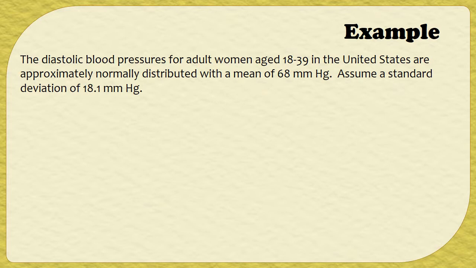In this case, we were told that all adult women in the United States in this age range have a mean of 68 millimeters of mercury. Since this is a population value, we're going to write mu is equal to 68 millimeters of mercury. And I'm writing this at the top of the screen so that I have it for every problem that I'm going to work on. The standard deviation that we've been given will be sigma, and that was 18.1 millimeters of mercury. Once we've done this bit of a summary, now we can start working on a problem.